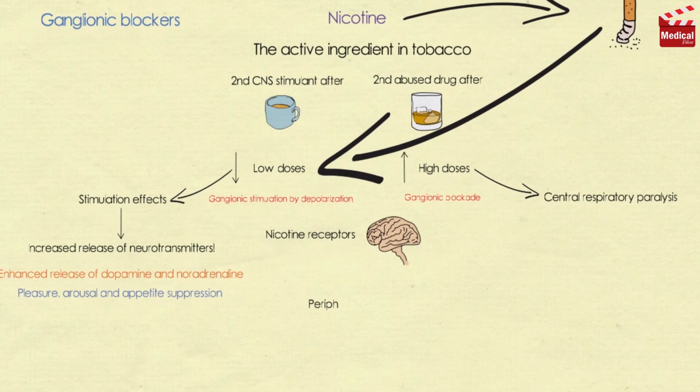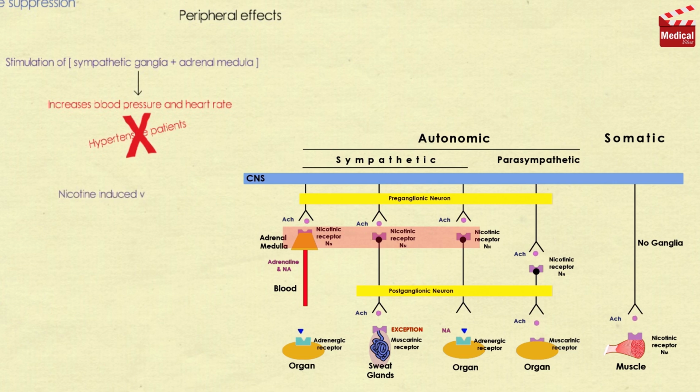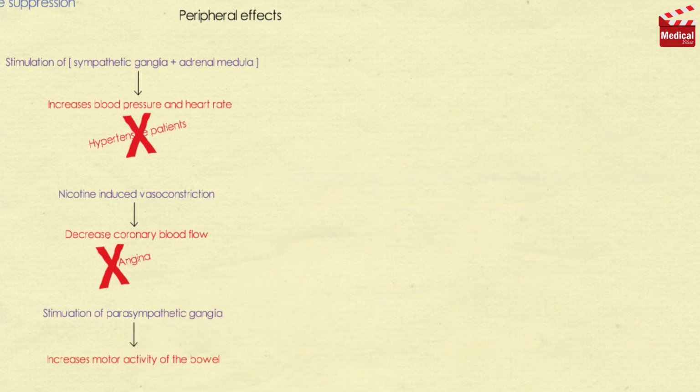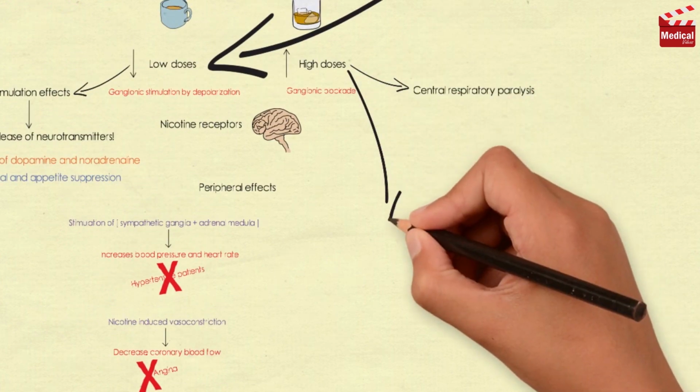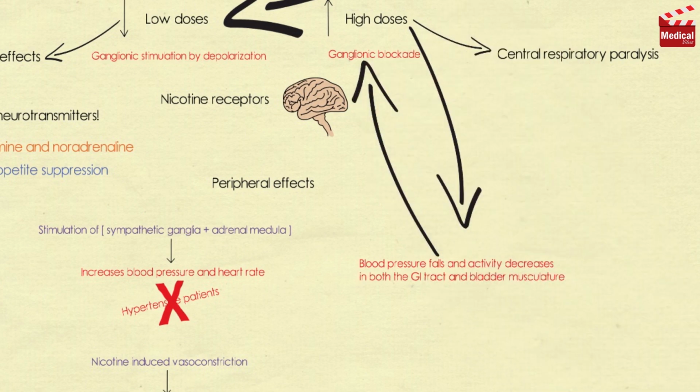The peripheral effects of nicotine are complex. Stimulation of sympathetic ganglia as well as of the adrenal medulla increases blood pressure and heart rate. Thus, use of tobacco is particularly harmful in hypertensive patients. Nicotine-induced vasoconstriction can decrease coronary blood flow, adversely affecting patients with angina. Stimulation of parasympathetic ganglia also increases motor activity of the bowel. At higher doses, blood pressure falls and activity decreases in both the GI tract and bladder musculature, as a result of a nicotine-induced block of parasympathetic ganglia.